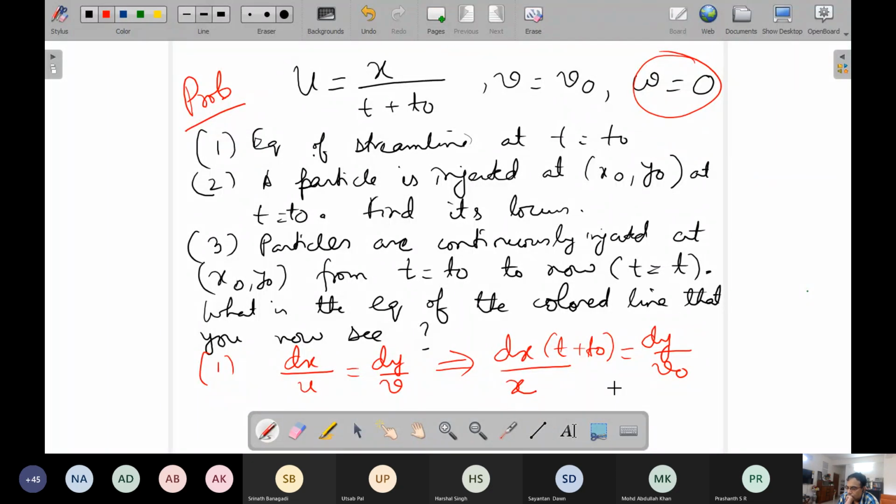Now, to do integration, certain more things are required. One is you have to freeze this time. So at what time? At t equal to t0. So this t you substitute at t0. And when you integrate it, this no more becomes part of the integration. V0 is also a constant, so it will come out of the integration. But what will be the limits of the integration?